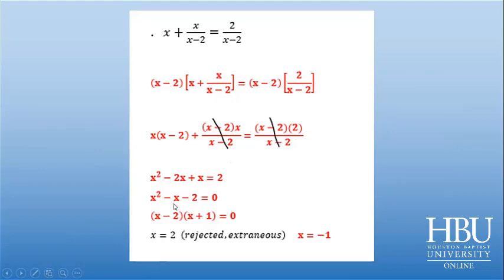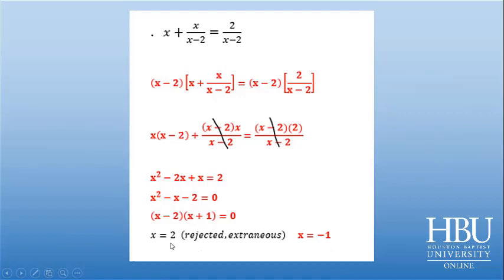Minus 2x plus x is minus x. If I subtract 2 from each side of the equation, I have the quadratic equation, x squared minus x minus 2 is 0. That can be factored as x minus 2 times x plus 1 equals 0. Now, another special property of 0 concerns the fact that anytime a product equals 0, at least one of the factors has to equal 0. If x minus 2 equals 0, x would equal 2. If x plus 1 equals 0, x would equal minus 1.